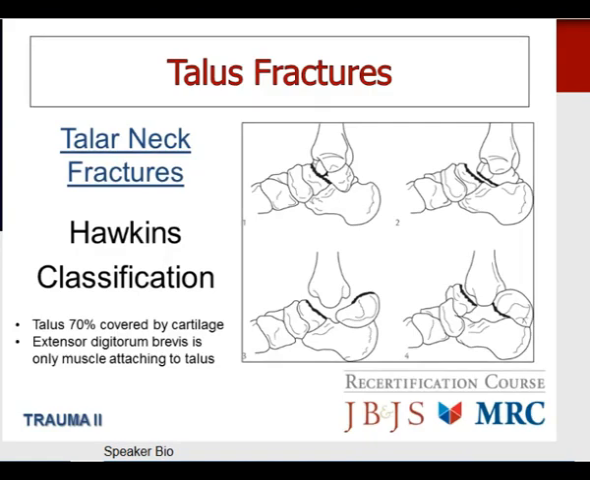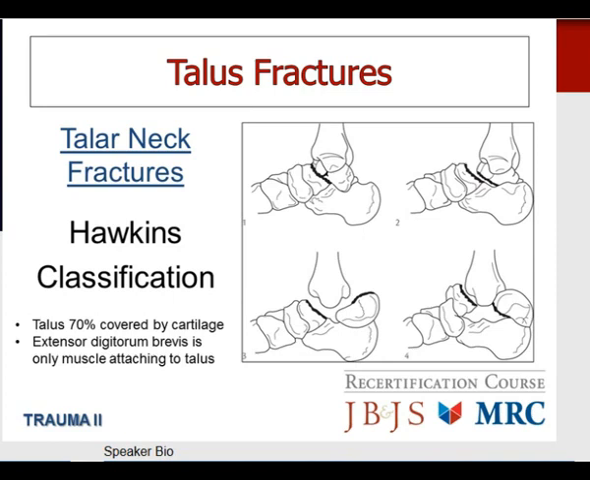Talar neck fractures. It's important to remember that the talus is covered over 70% of its surface by cartilage. The extensor digitorum brevis is the only muscle that attaches to the talus, and consequently the talus has a very tenuous blood supply. The Hawkins classification system again has diagnostic and therapeutic significance.